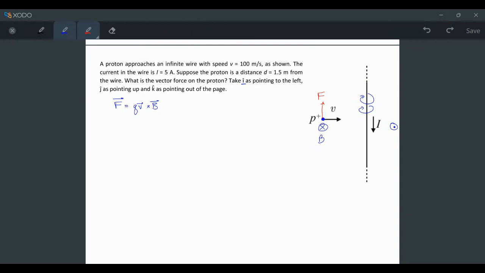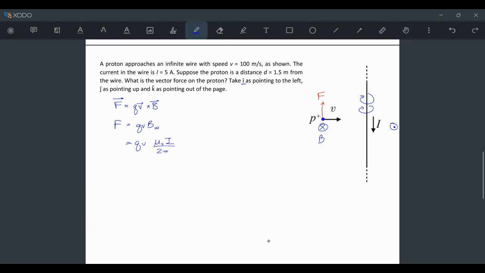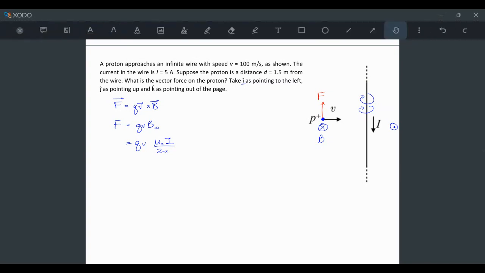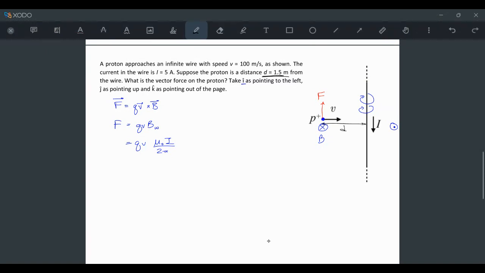So now we've figured out what direction this will be, and we can boil this problem down to solving for the magnitude of the force. The force is equal to qvB. We should have a sine theta here, but we already know that v and B are perpendicular, so sine of 90 is just 1, so I'm going to ignore that. The magnetic field is the magnetic field from this wire, so we need to insert the result from the Biot-Savart law, which is mu naught I over 2 pi times the distance of the point of interest from the wire. I didn't label this, but we're told that the proton is d equals 1.5 meters from the wire. So that is this distance here.